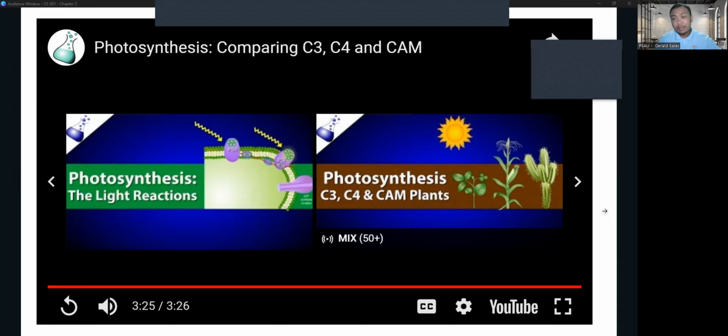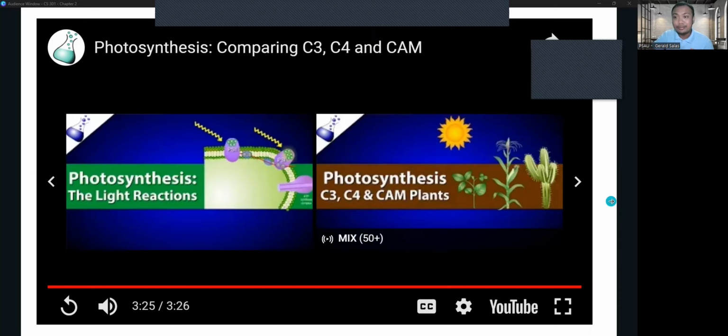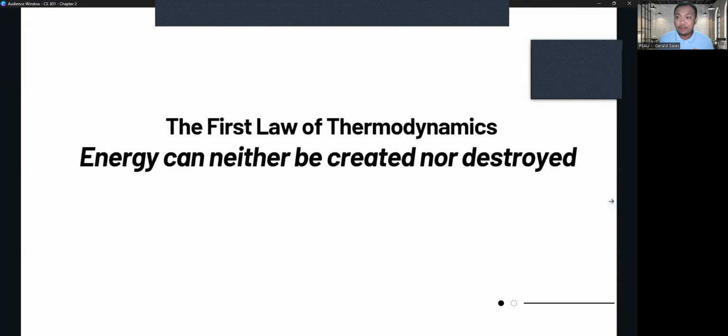So kaya sinasabi dito, if we will go back doon sa ating pinakaunang slide, ang sabi, it's the light. All form of energy in Earth, yung origin niya laging light. Okay, so let's continue. So we have the first law of thermodynamics. First law of thermodynamics says that energy can neither be created nor destroyed, meaning the energy can only be converted from one form to another.